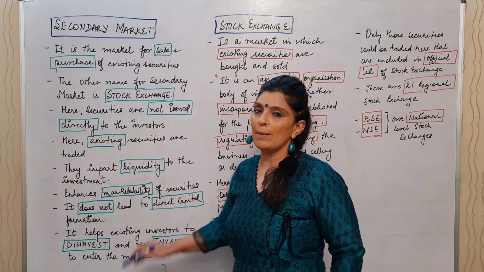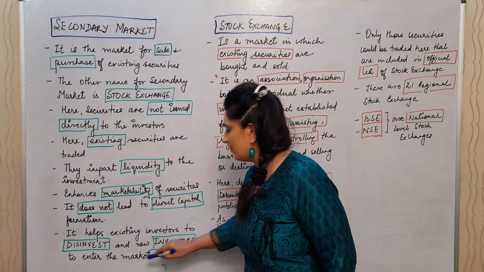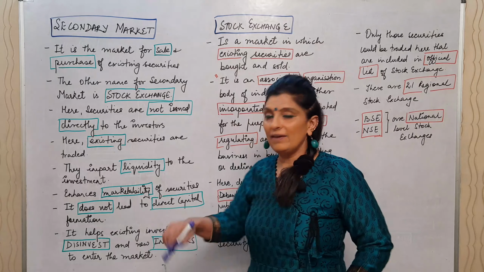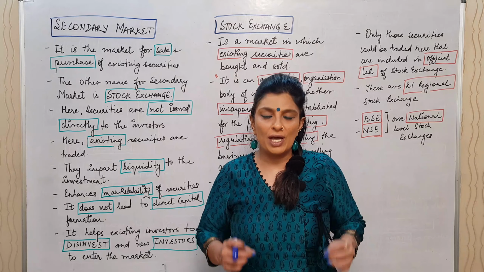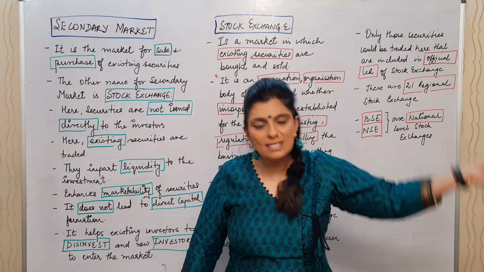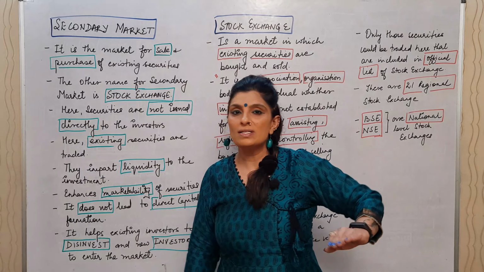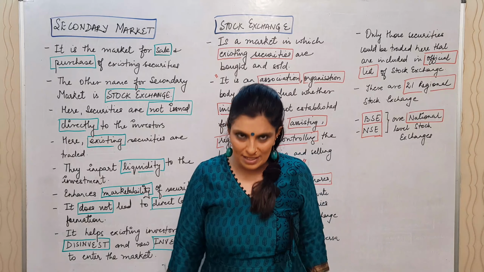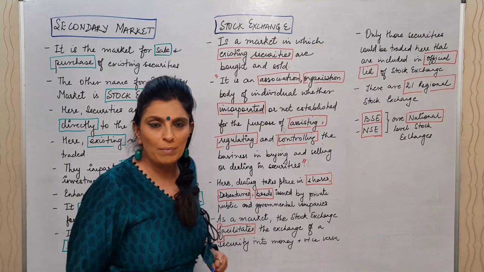It does not lead to direct capital formation, like I told you. It helps existing investors to disinvest and new investors to enter into the market. Now, what is disinvestment? The person who was holding the shares in his name sells the shares, and somebody else purchases them. So somebody else comes in as the owner of the share. And the one who sells his shares of a particular company buys shares of another company. So disinvestment and reinvestment take place in our secondary market.